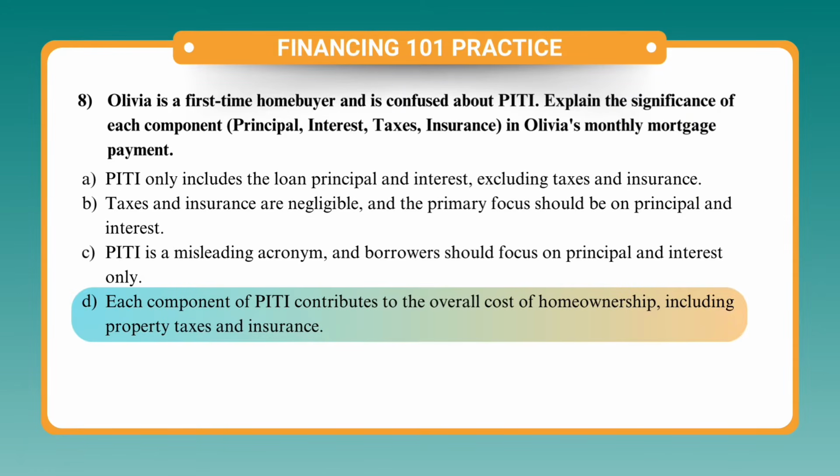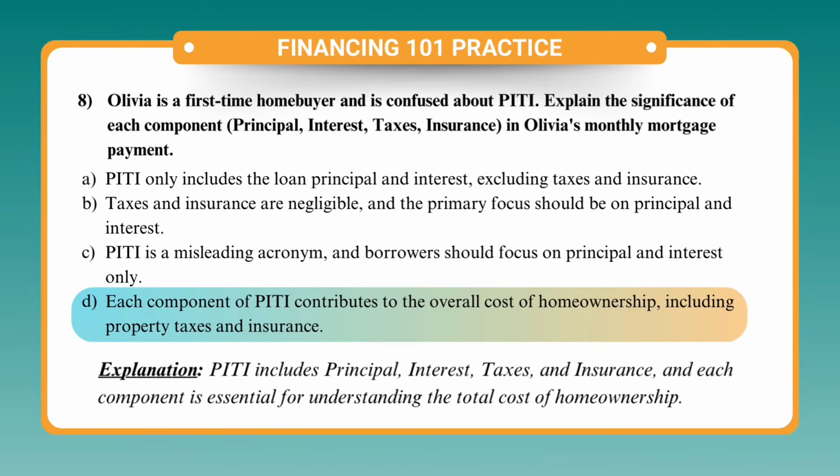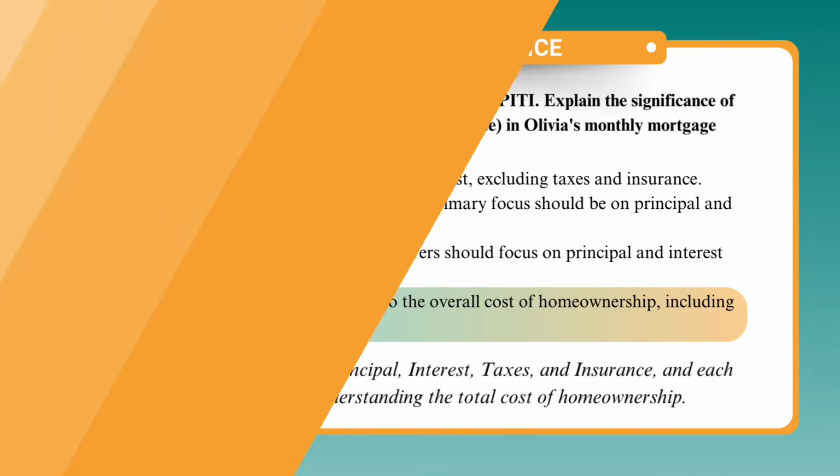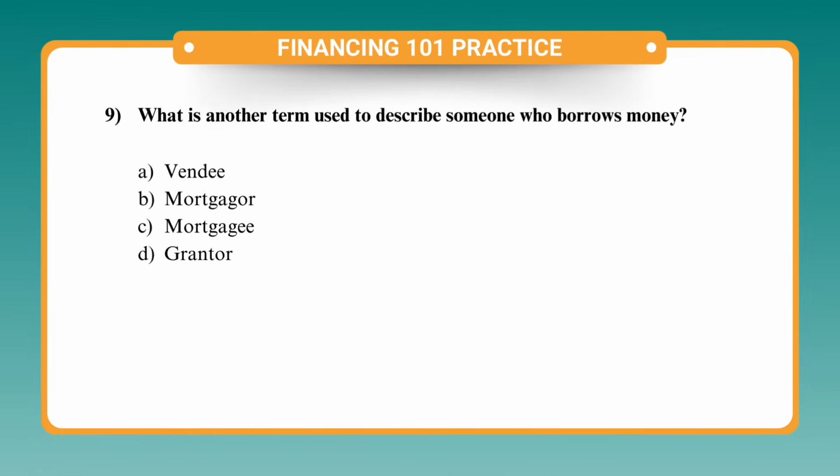The answer is D. PITI includes principal, interest, taxes, and insurance, and each component is essential for understanding the total cost of homeownership. Number 9. What is another term used to describe someone who borrows money? Is it A, vendee, B, mortgagor, C, mortgagee, or D, grantor?